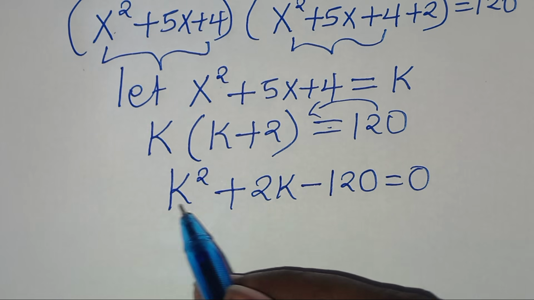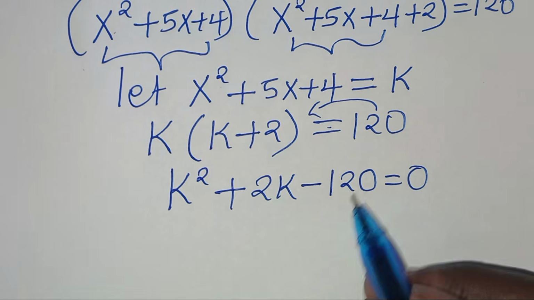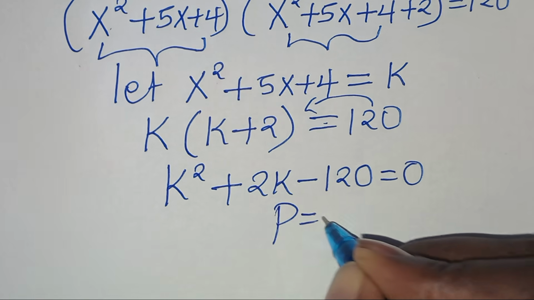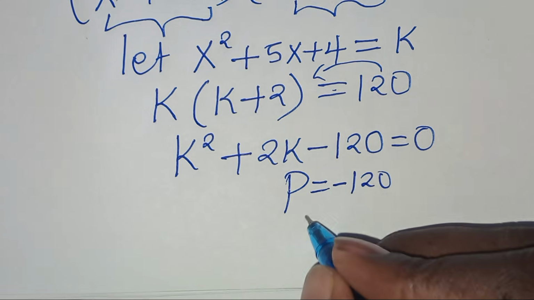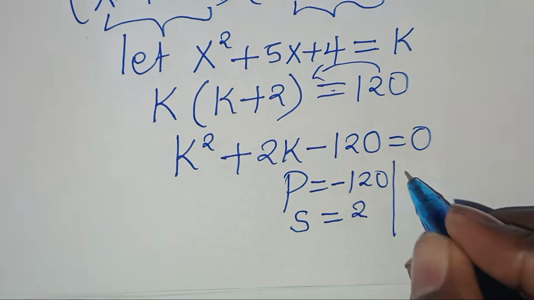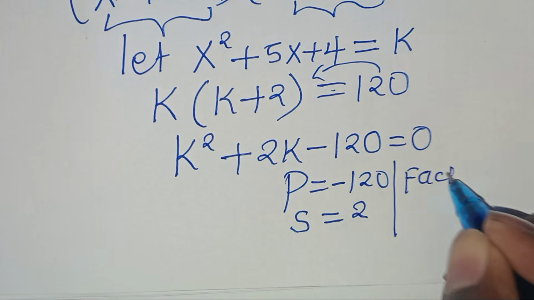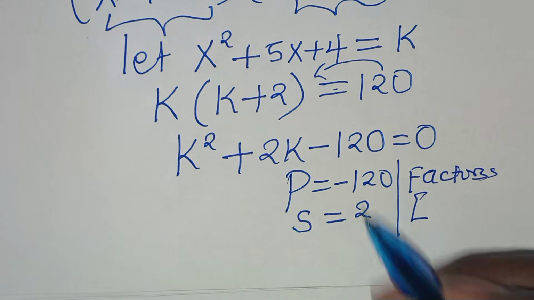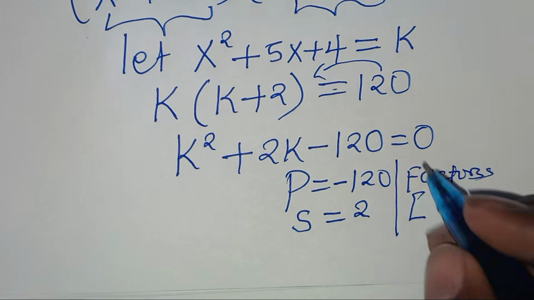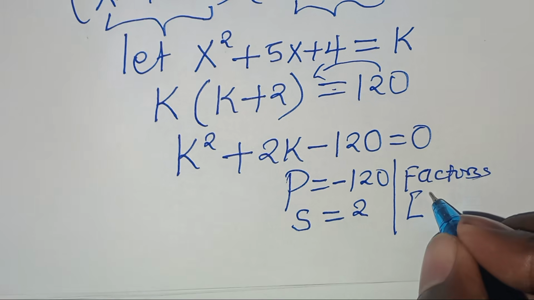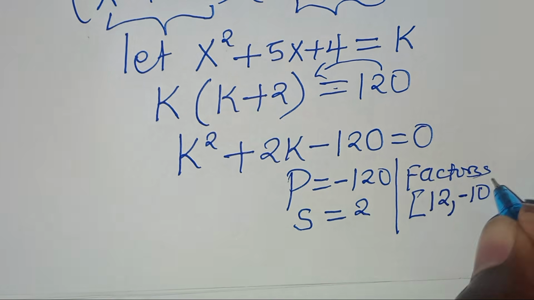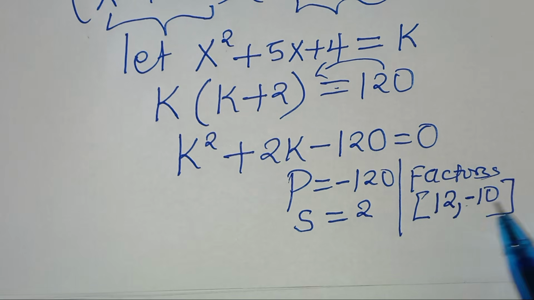Now this is a quadratic equation which we can solve by factorization method. Remember, the product is equal to negative 120. The sum is equal to 2. So let's identify two factors. If we multiply these two factors, we have a value of minus 120. If we sum these two factors, we have a value of 2. So this means that we have two factors, that is 12 and minus 10.